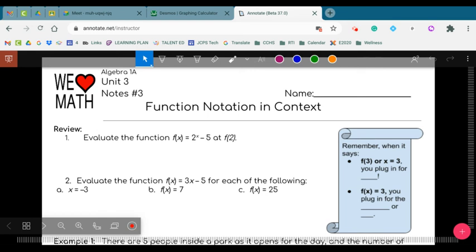Okay, today we're going to do notes number 3. So just reviewing, we did "Is it a function?" in Notes 1. Notes number 2 was function notation. So today we're going to do notes number 3, which is function notation in context. This is where we're going to use function notation to solve word problems.